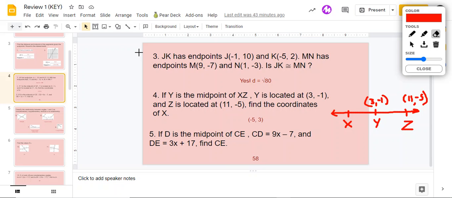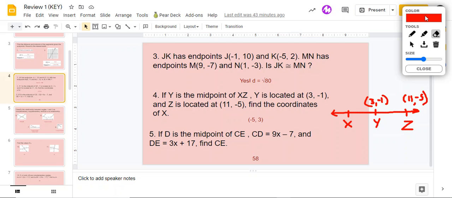Max, you were asking about question number 4 on review number 1. If y is the midpoint of x and z, and y is located at (3, -1), and z is located at (11, 5), find the coordinates of x.